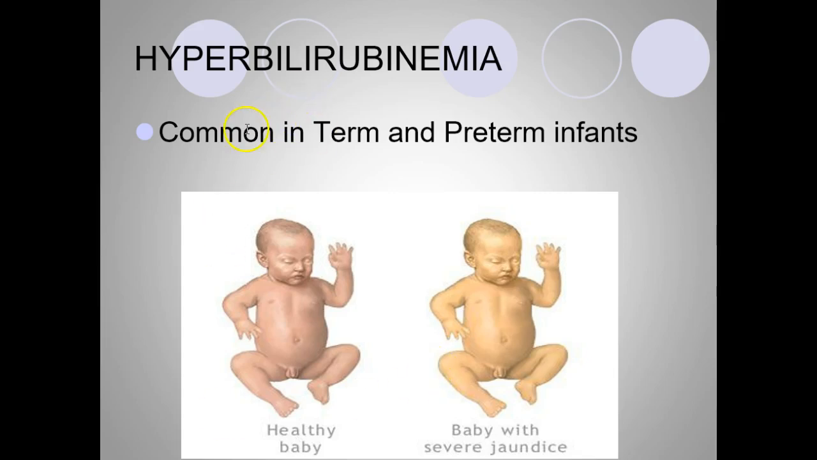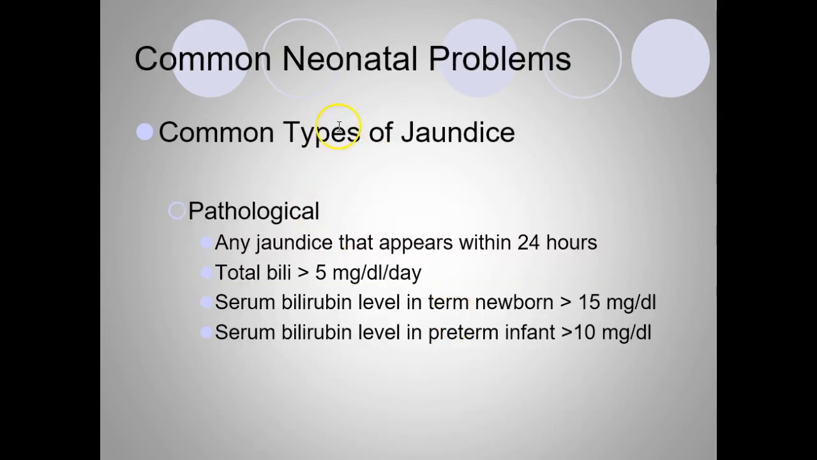So hyperbilirubinemia, you can see here's a healthy baby, and you guys, healthy babies look pink or they look grayish. They don't look like they have great color. If they look like they have great color, that's usually jaundice. So there's a couple types of jaundice. The first one is pathologic. You guys, any bilirubin over 5 milligrams per deciliter per day on the first day is considered ominous.